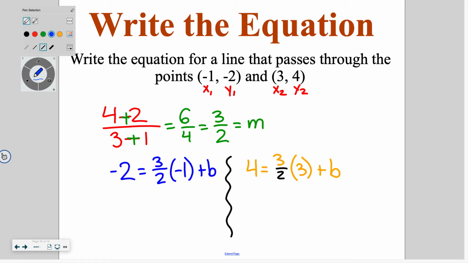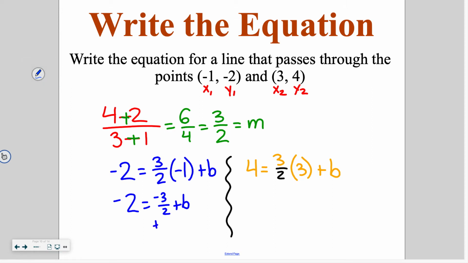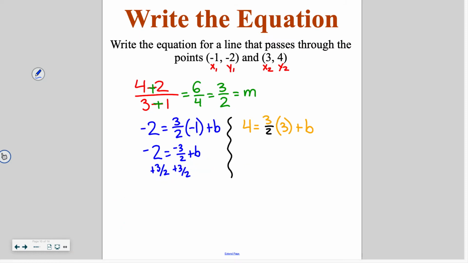If I come over here to the first one, I've got -2 equals -3/2 plus b. When I go ahead and add 3/2 to both sides, 3/2 is the same thing as 1/2. So -2 plus 1/2 gives me -1/2 as my b value.